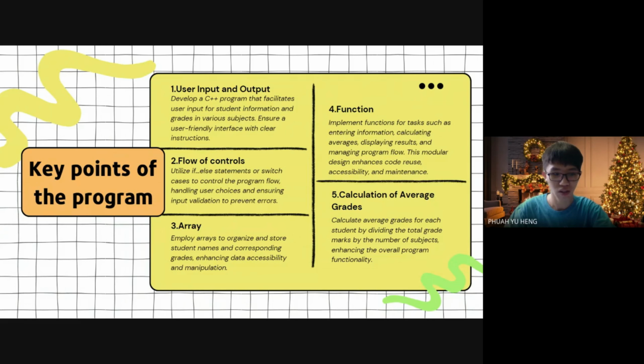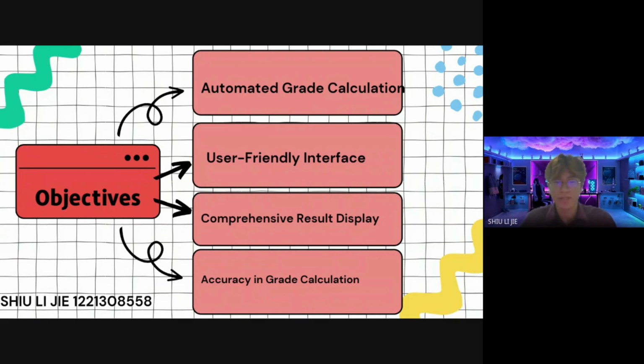In doing so, we aim to develop a flexible and adaptable tool that meets the diverse needs of educators and administrators. So for the question, what is the objective of the program? First of all, our program includes automated grade calculation. We developed this program to automatically compute student grades across multiple subjects, ensuring accurate average marks with optimized algorithms.